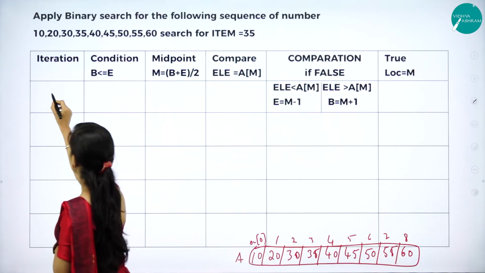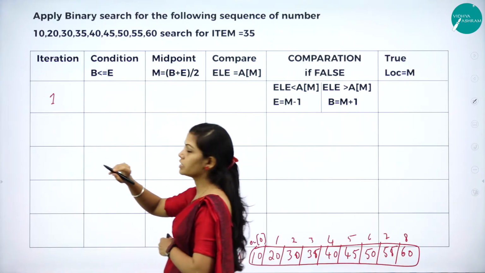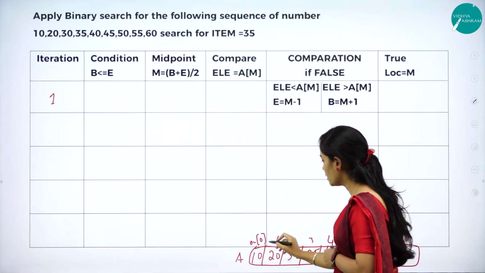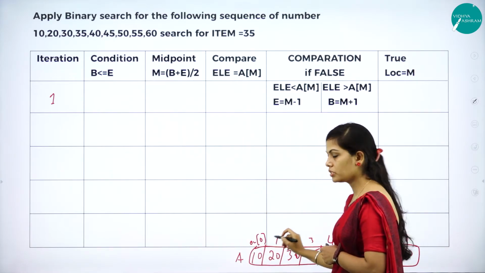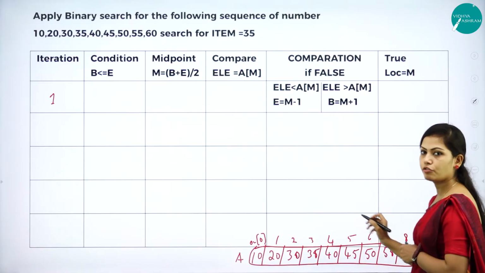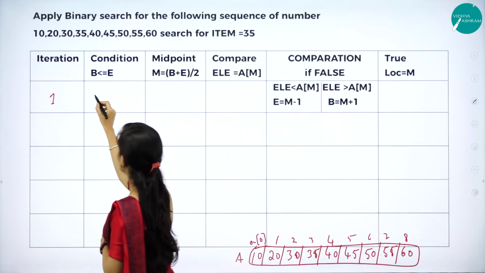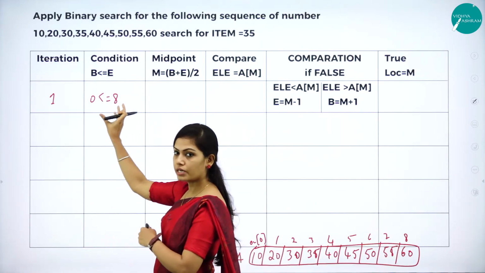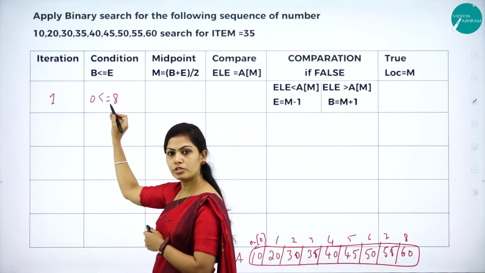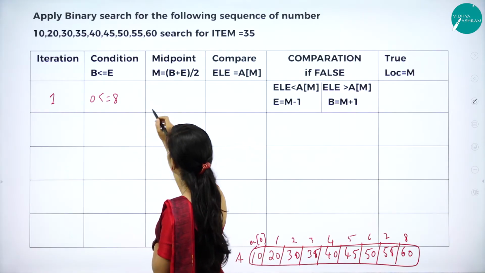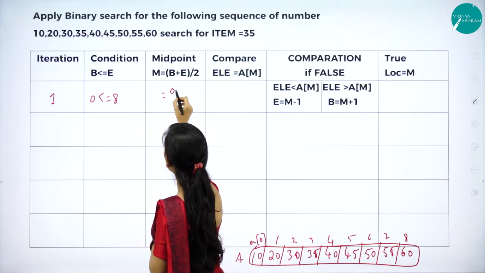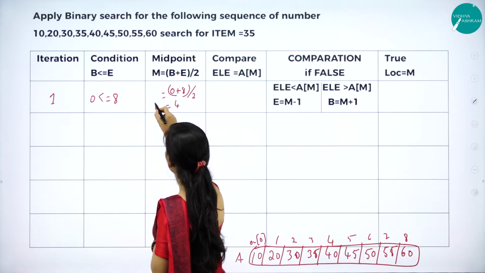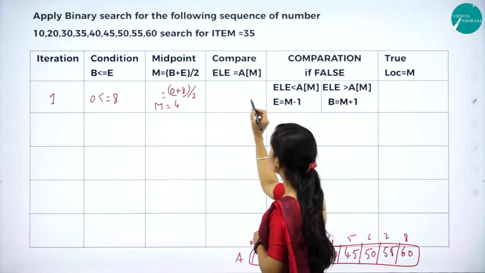So in the first iteration, what will happen? B is less than or equal to E. B means the beginning and E means the end. So B is 0, which is less than or equal to 8. Is this condition true? Yes, 0 is less than or equal to 8. Then find the midpoint value: 0 plus 8 divided by 2. It is 4. The mid value is 4.